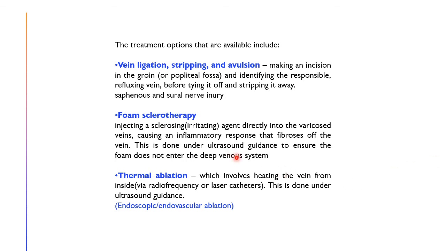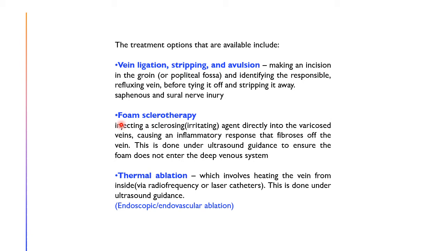And what are the treatment options available for varicose veins? Vein ligation, stripping, and avulsion is one of the most commonly used surgical treatments for varicose veins. This involves making an incision in the groin or popliteal fossa and identifying the responsible refluxing vein before tying it off and stripping the vein away from the leg. Care must be taken because stripping of these varicose veins can result in saphenous and sural nerve injury.